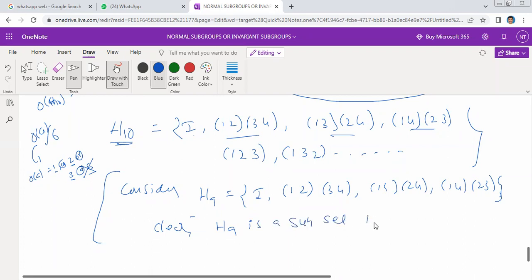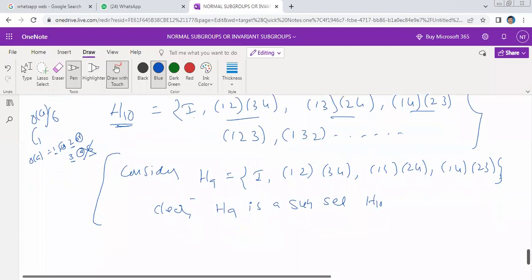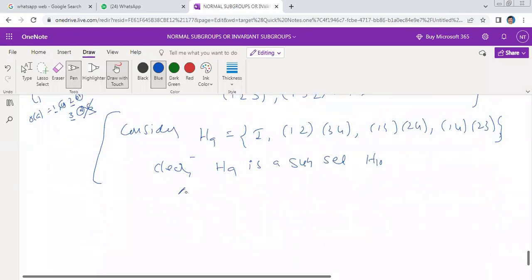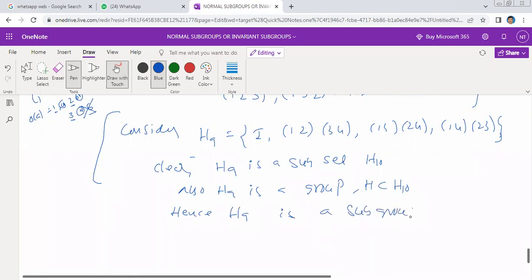Please concentrate on this. H9 is a subset of H10. Yes, and also H9 itself is a group. H9 is a group. Okay, H9 is a subset of H10. So we call H9 a subgroup of H10. Is it clear? Right.